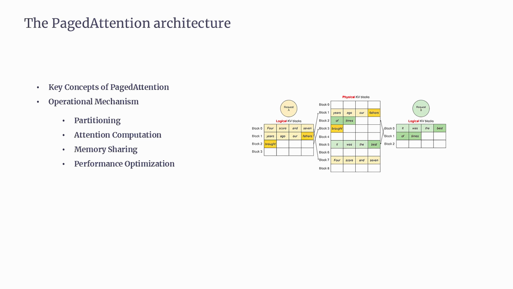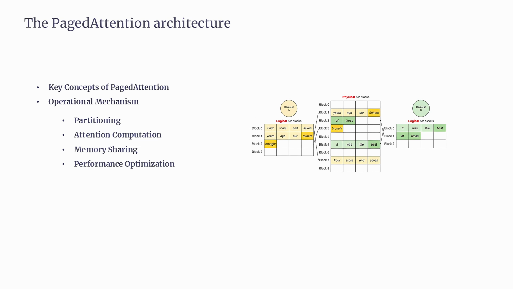4. Performance optimization. By reducing the overhead of managing memory, PagedAttention can significantly improve throughput, up to 2 to 4 times faster than older systems like FasterTransformer and Orca. This is especially useful when working with longer sequences and larger models, where memory efficiency becomes a critical factor.